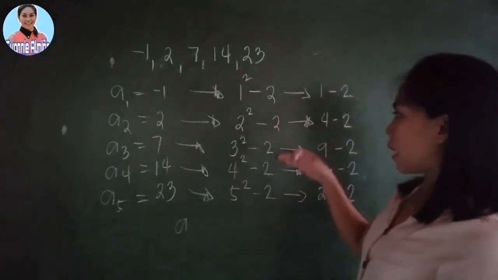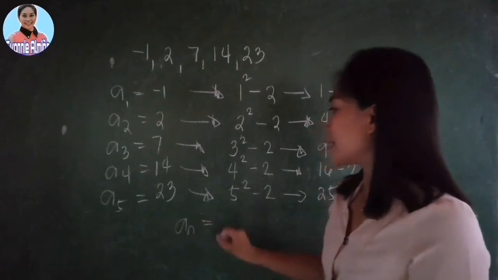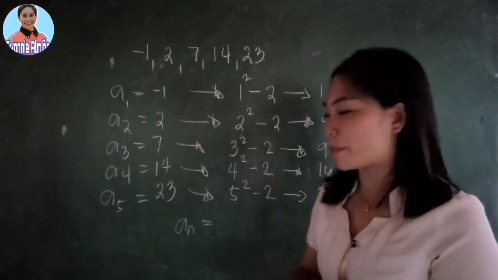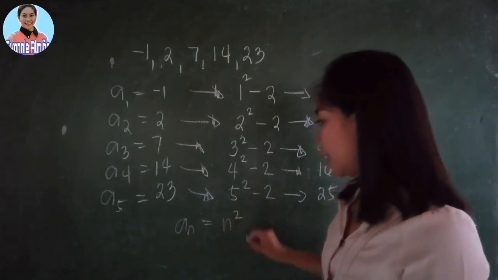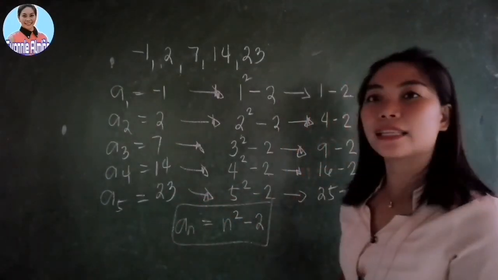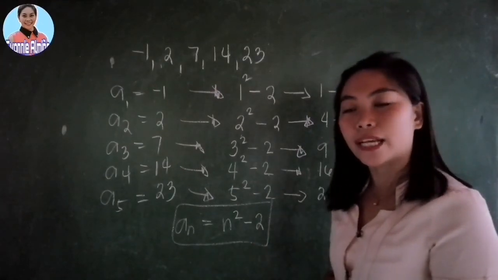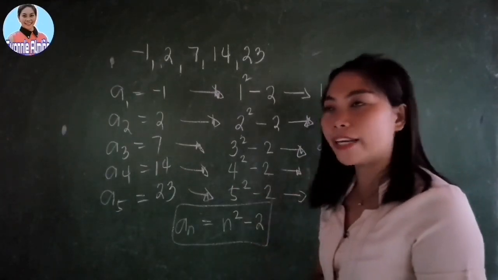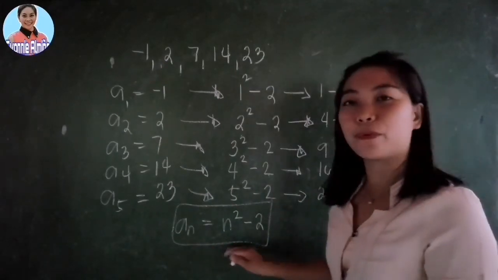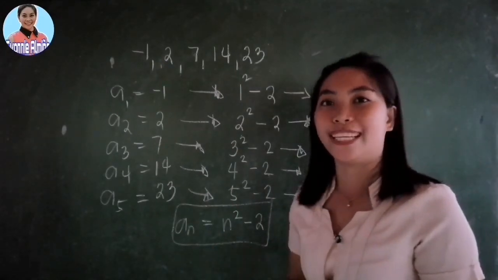Following the generated pattern, you have a sub n is equal to, what we call 1, 2, 3, 4, and 5 are the number of terms. So you have n squared minus 2. Now, we have the nth term of our sequence. So, we can now get any number of terms, right? Since we already have a general rule.